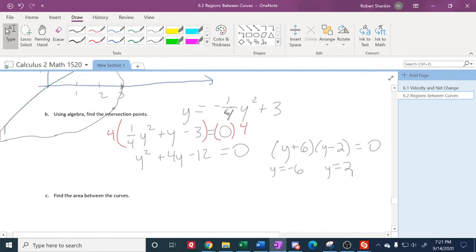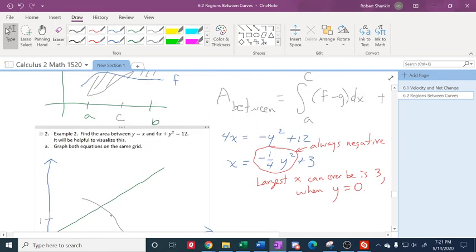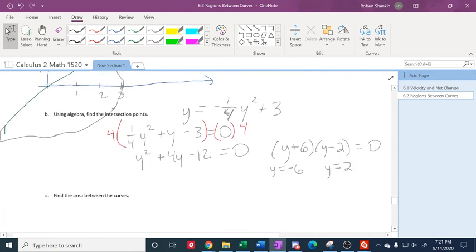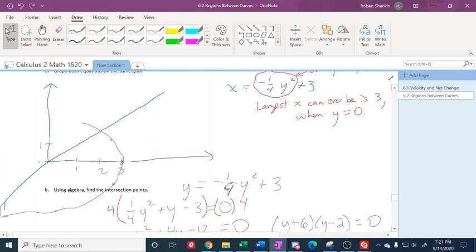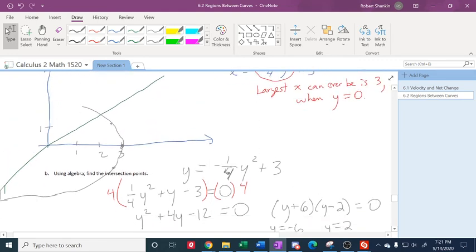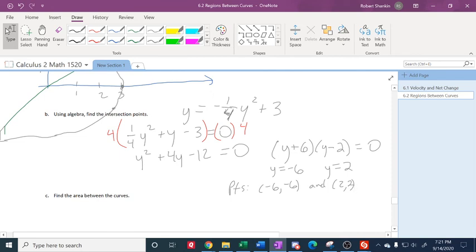All right, now, the x and the y, we know from this equation, they're equal to each other. So the 2 points are going to be negative 6, negative 6, and 2, 2. They're both on the line y equals x, so they had to have the same x coordinate as y coordinates. All right, so find the intersection points. We got them here and here.